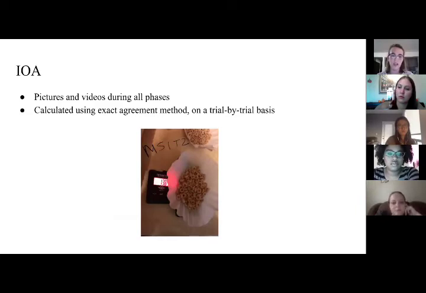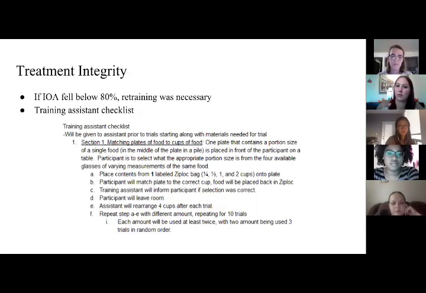IOA was collected using the exact agreement method on a trial-by-trial basis. If the IOA fell below 80%, retraining on how to read a scale would occur, as well as retraining the training assistants on how to correctly follow the training checklist. The training checklist consisted of steps for the assistant to follow during the training phase. A portion of the checklist is provided.